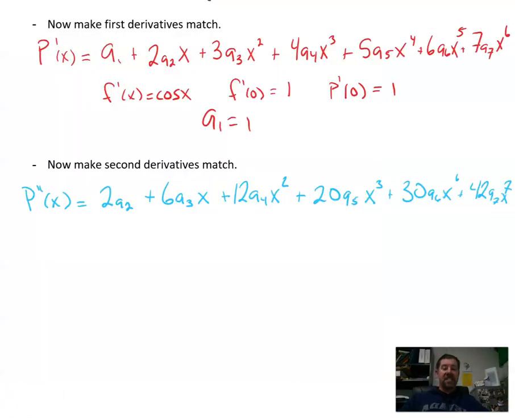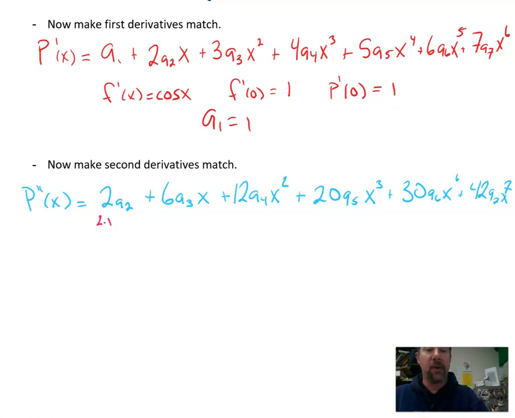So now when we took the second derivative, I got 2a sub 2 plus 6a sub 3 plus 12a sub 4 x squared. I'll forget the x in there. Plus 20a sub 5 x cubed plus 30a sub 6 x to the 6th, and so on, plus 42a sub 7 x to the 7th. And just kind of keeping in mind here, this 2 came from like 2 times 1, right? From the exponent of this one here.